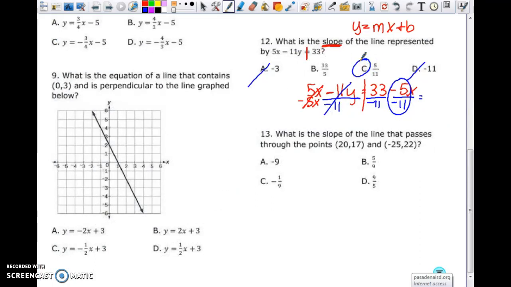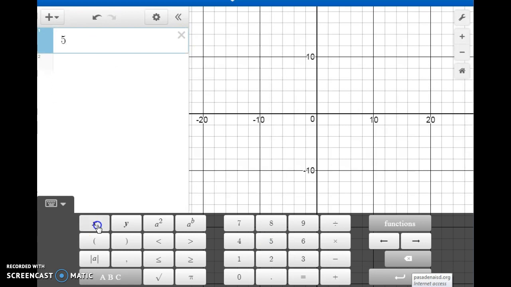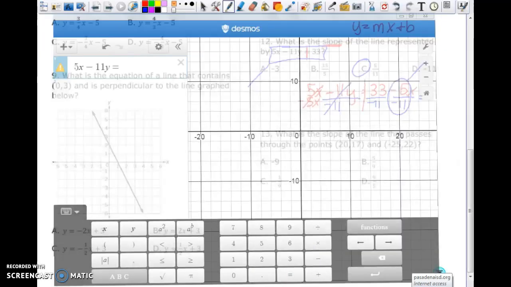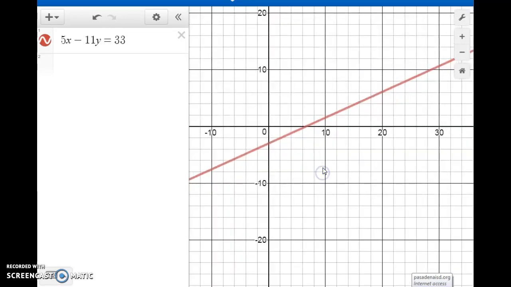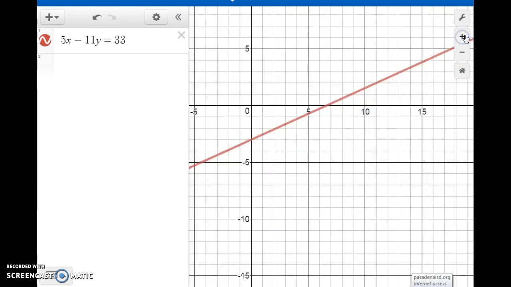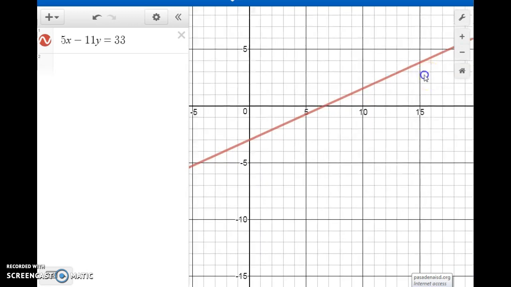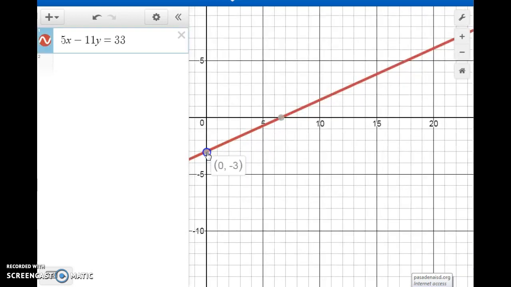You also could have just plugged this into Desmos. 5x would have been a little harder to see. 5x minus 11y equals, what did it equal? 33. Okay, and then you could have found two pretty points. Remember, they're pretty when they go through perfect corners, so this one's kind of hard to see because of the line. Let's see. This one looks pretty right here. And what else? This one looks pretty right here.